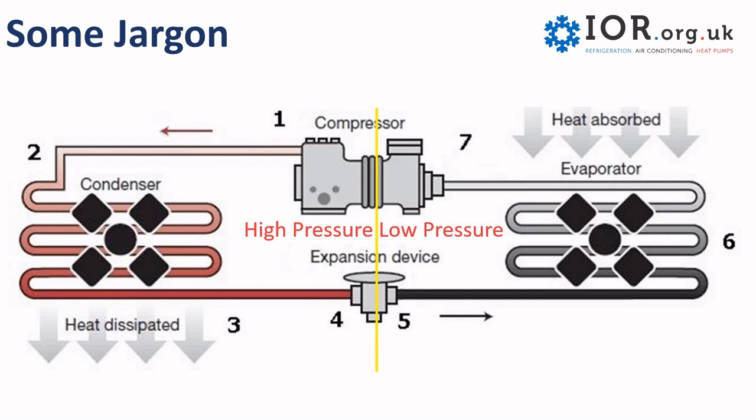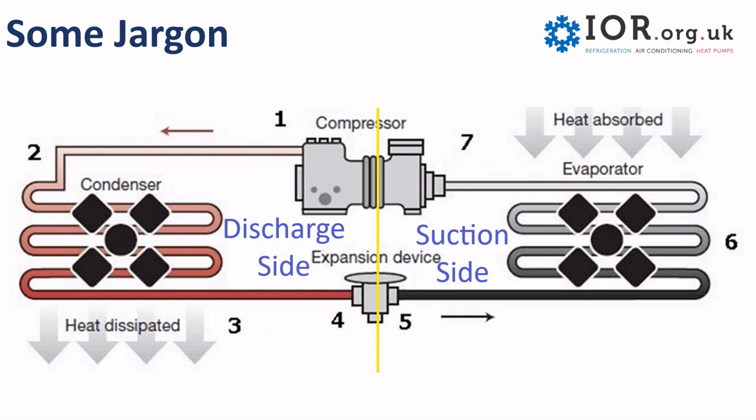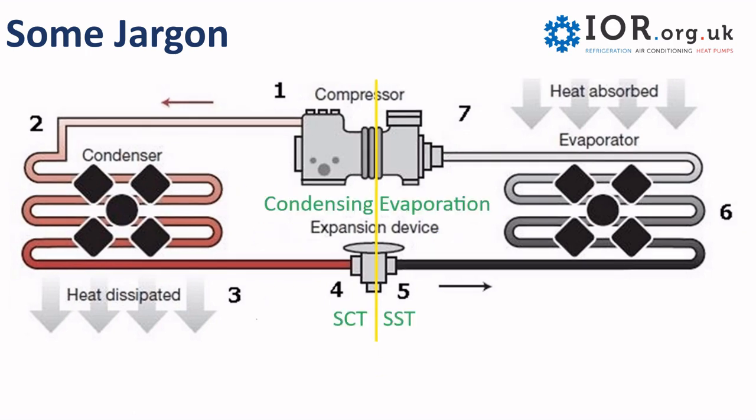On the left-hand side, we have high pressure or HP. On the right-hand side, we have low pressure, LP. On the left-hand side of the compressor, we have the discharge side, which would be the discharge pressure. And on the right-hand side, we have the suction side, and we would call that the suction pressure. Now we talk about the evaporating and the condensing temperatures. And we abbreviate this as the saturated condensing temperature or the saturated suction temperature, SST there at the bottom.